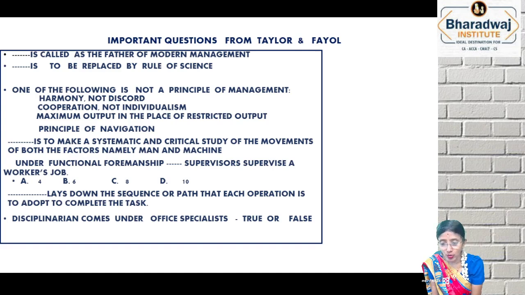Dash lays down the sequence or path that each operation is to adopt to complete the task. Which clerk lays down? So many clerks we saw? 4 clerks. Yes, 4 clerks, good. 4 bosses type and 4 clerks type. Boss types. Who lays down, is it a boss or the clerk, and whoever it is.